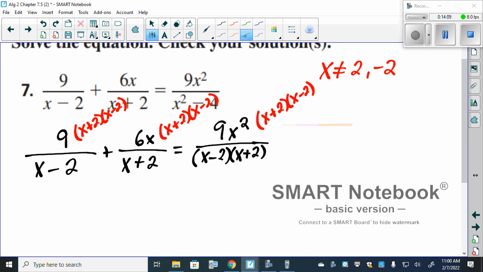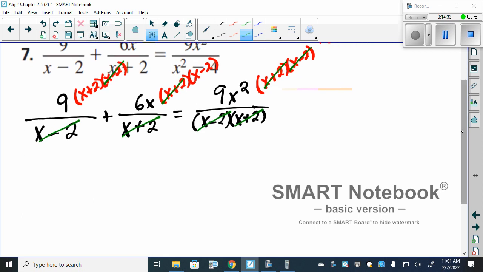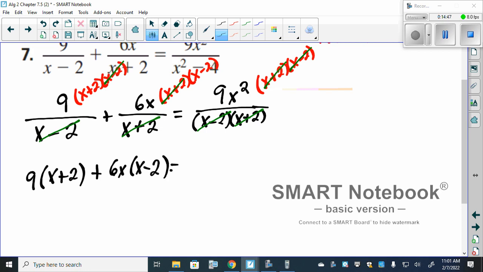And if we do this multiplication here for the first one, the x minus 2 and x minus 2 would cancel. In the middle rational expression, the x plus 2 and x plus 2 would cancel. And in the last one, x minus 2 and x minus 2 would cancel, and the x plus 2 and x plus 2 would cancel, leaving us with, on the first one, 9 times x plus 2 plus x times x minus 2 is equal to, well, 9x squared.